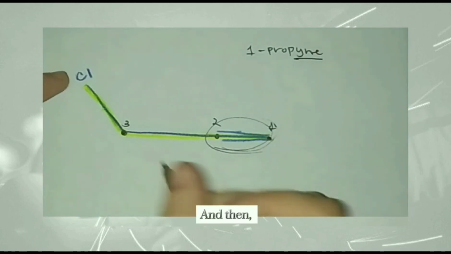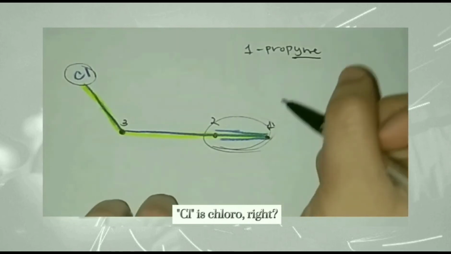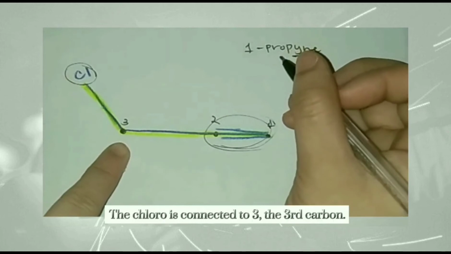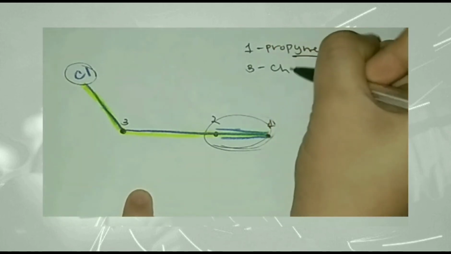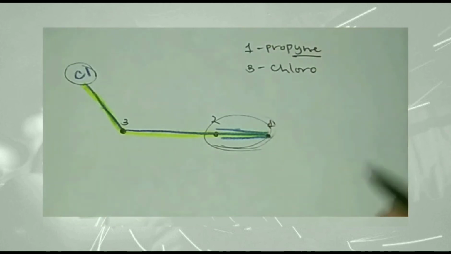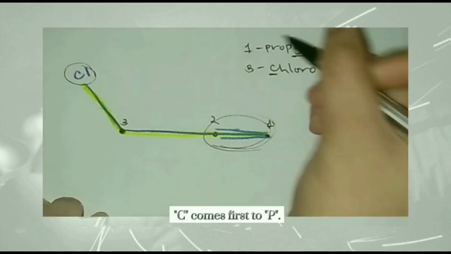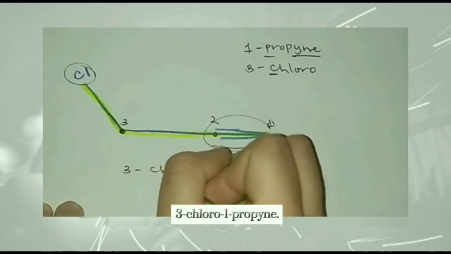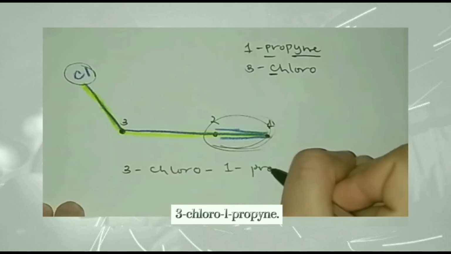And then next is this Cl. Cl is chloro, right? And then the fluoro is connected to 3, the third carbon. So 3-chloro. As I have said, it must be in alphabetical order. So C comes first, before F. So 3-chloro, 1-fluoro, prop-1-yne.